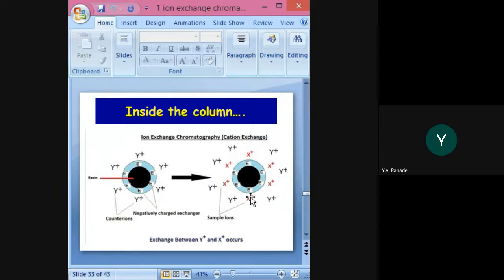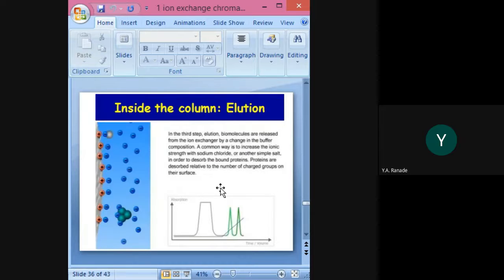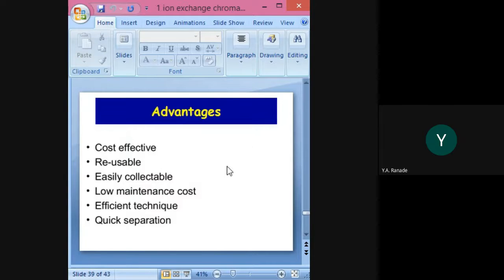What exactly is happening inside the column? If you consider a cationic exchanger, then a negatively charged, covalently bound group is there in the resin itself. The counter ions which you are using are the positive ones. So these positive counter ions are exchanged with your biomolecule, which is X plus. So Y plus is being exchanged with X plus. This is the cationic resin.